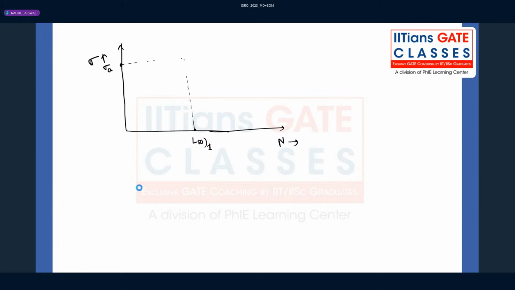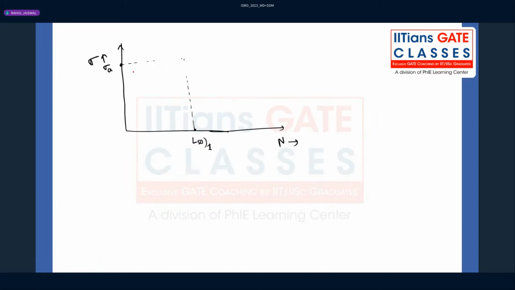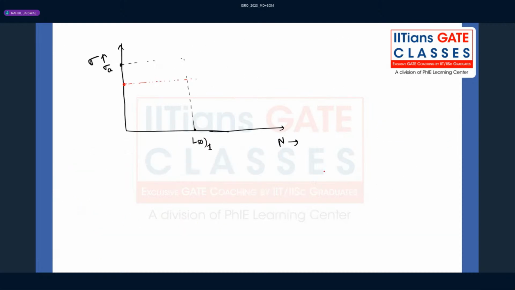After that, we have reduced the W1 loading, and then we calculated again the bending stress, and we got to know that it has been reduced. When it has been reduced, you know that now it will take more time for the 20th shaft to fail. Again, for the second round, we have taken 40 shafts, and again we waited for the 20th shaft to fail. The moment it fails, we noted down the number of revolutions, and we got to know it has increased. And this is the L50 life for the second round.